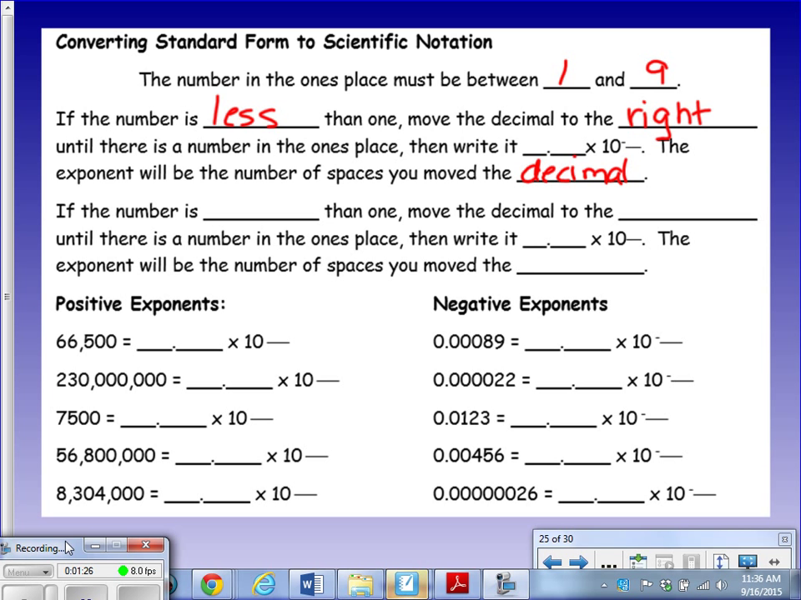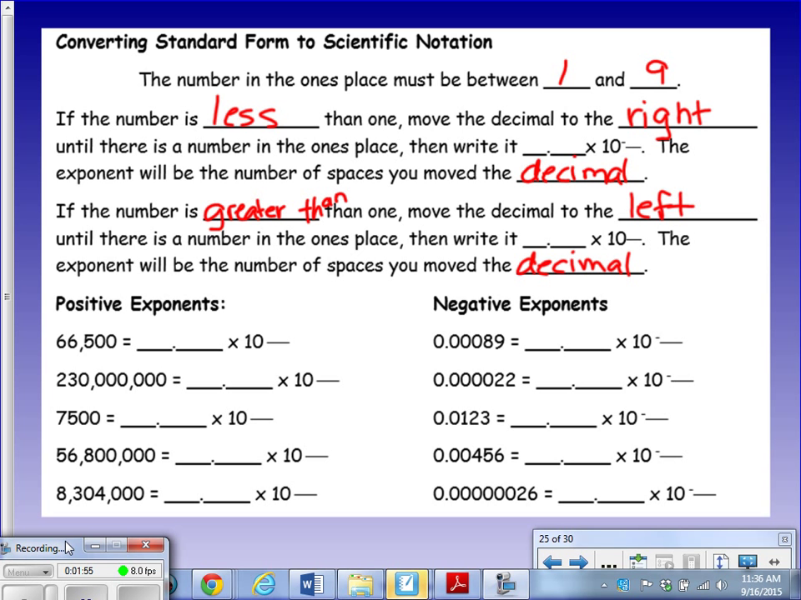If the number is greater than 1, move the decimal to the left until there is a number in the ones place, and then write it. That number, decimal, the rest of the numbers you have, we drop any zeros on the end, times 10 to the positive exponent. The exponent will be the number of spaces you move the decimal.